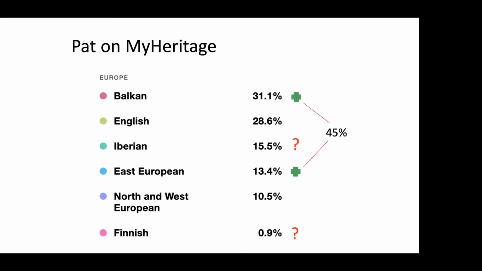Now let's look at Pat's ethnicity breakdown on MyHeritage. Balkan and East European add up to 45%. Iberian would be Spain and Portugal, which does not fit any known ancestry, but there are hints of this in some of the other reports. Finnish may just be noise.